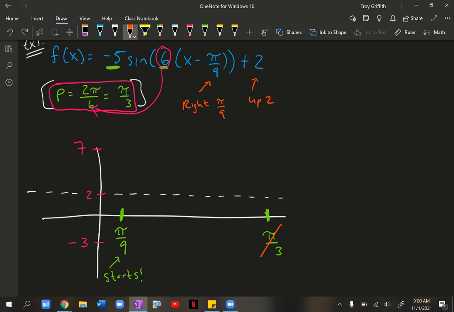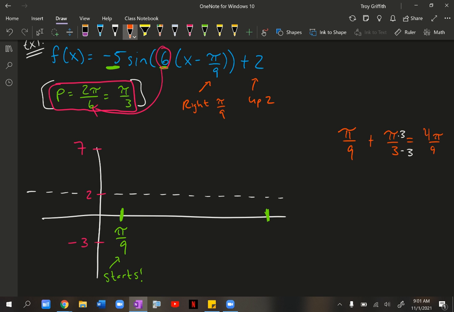So instead of ending at pi over 3, what we have to do here is we have to say, all right, and I like to sometimes do some calculations off to the side. I started at pi over 9. My period has a length of pi over 3. So where's this thing going to end? Well, if I add these together, I got to have a common denominator. Common denominator here would be 9. Okay, so pi over 9 plus 3 pi over 9. That means this period is going to end at 4 pi over 9.